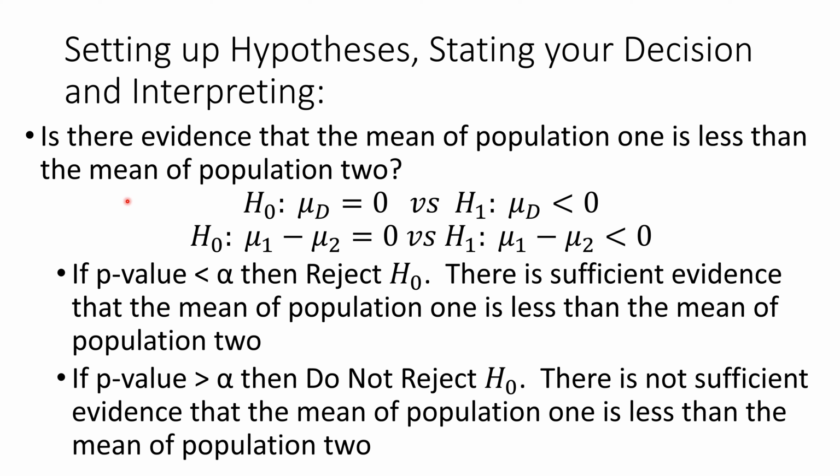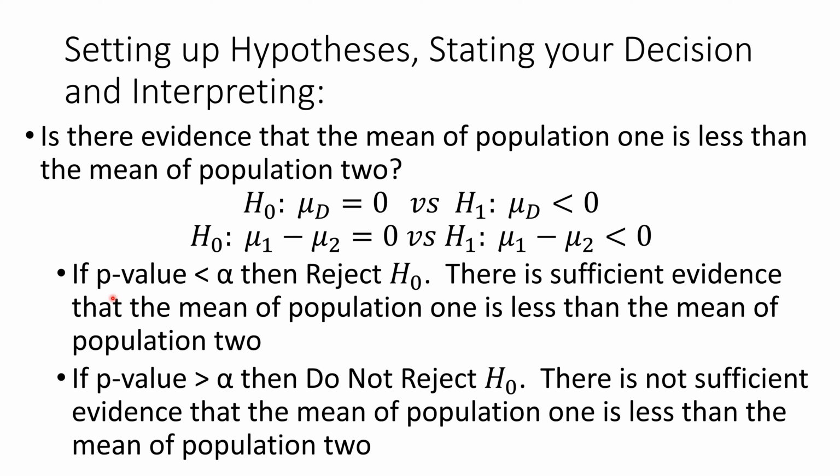The last type of question we may be interested in is, is there evidence that the mean of population 1 is less than the mean of population 2? Again, the null hypothesis will remain the same. However, the alternative hypothesis will become mu d smaller than 0 or mu1 minus mu2 smaller than 0. We choose either the first one or the second one, depending on whether we have independent samples or dependent samples. And the interpretation is very similar.